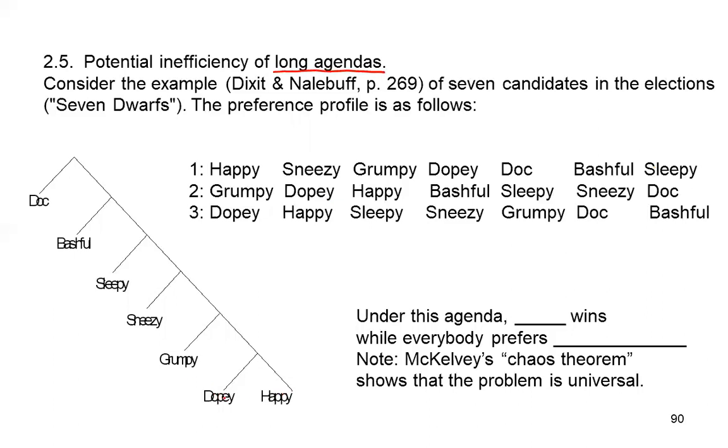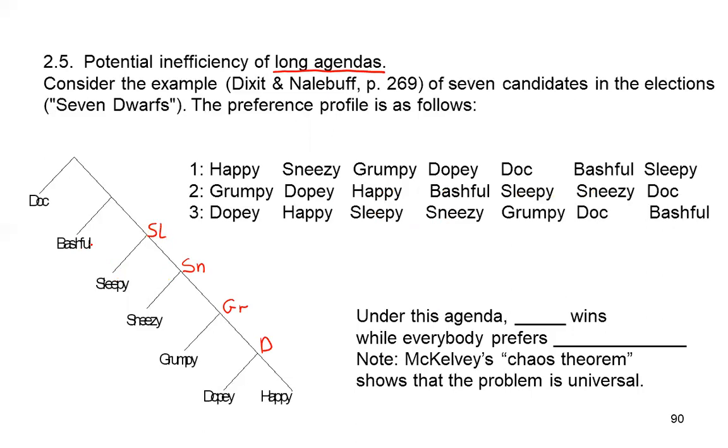So our first round of voting, it is Dopey versus Happy. Happy, Dopey, Dopey, Happy, Dopey, Happy. So Dopey is the winner. Now Grumpy versus Dopey. Grumpy, Grumpy. Grumpy is the winner. Sneezy versus Grumpy. Sneezy, Grumpy, Grumpy, Sneezy, Sneezy, Grumpy. Sneezy is the winner. Sleepy versus Sneezy. Sleepy, Sneezy, Sleepy, Sneezy, 2-1. Sleepy is the winner.